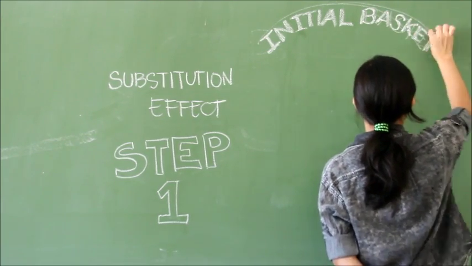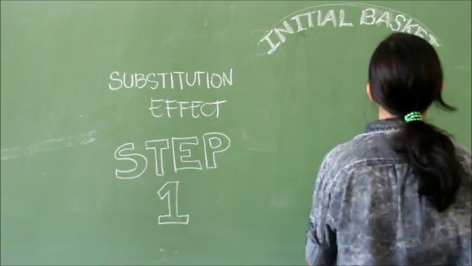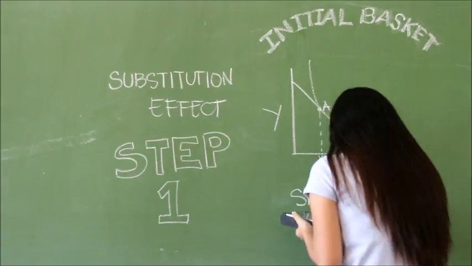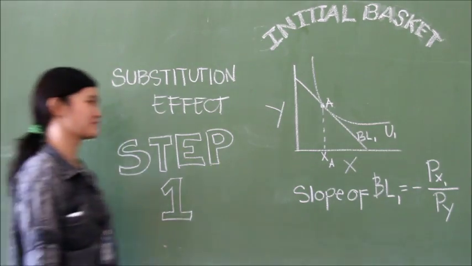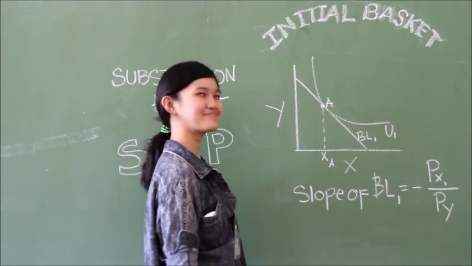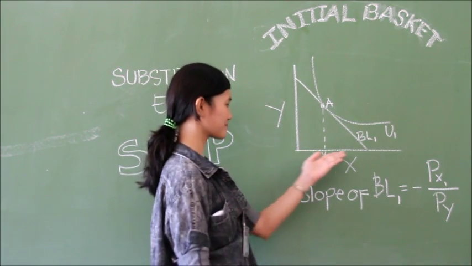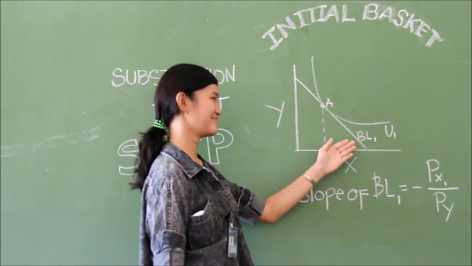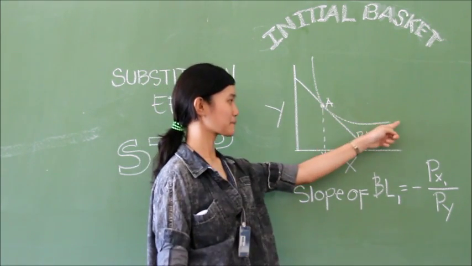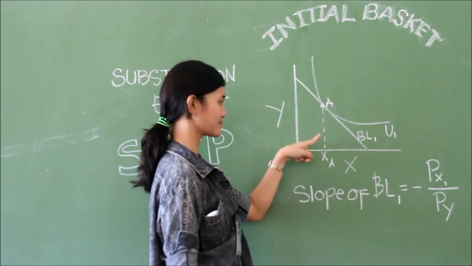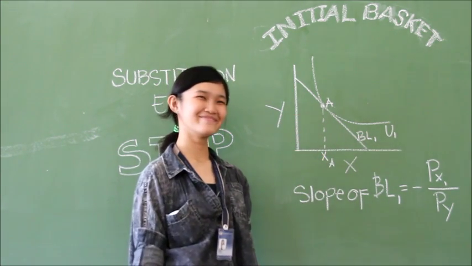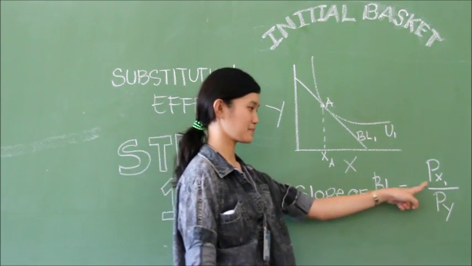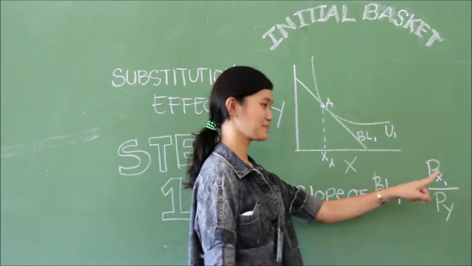Finding the initial basket. The initial basket is the basket the consumer chooses at the initial price. In this graph, price is on the y-axis and quantity is on the x-axis. The consumer faces budget line 1 and is within the indifference curve. The maximum utility is in basket A. The slope of the budget line is negative price of x sub 1 over the price of y.